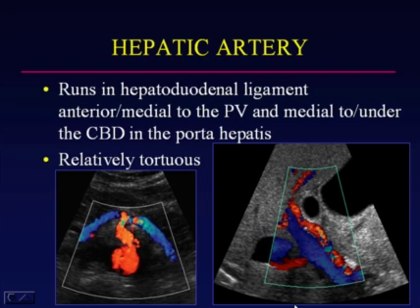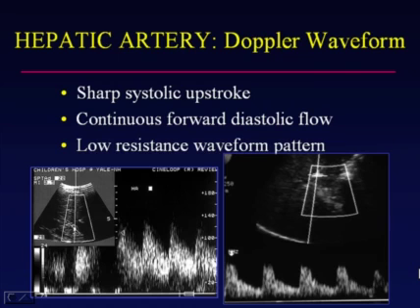The hepatic artery in most patients arises from the celiac axis and is the first branch towards the right of the patient. Once it branches off the celiac axis, it runs in the hepatoduodenal ligament, anterior and medial to the portal vein, and medial or under the common bile duct in the porta hepatis. And relative to the straight main portal vein, the hepatic artery is a little bit tortuous.